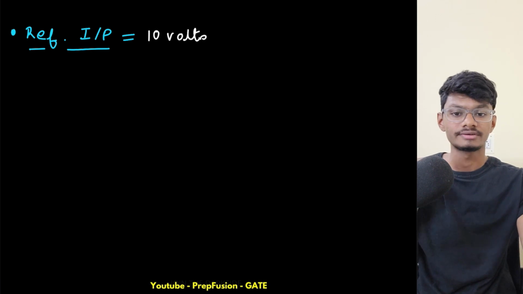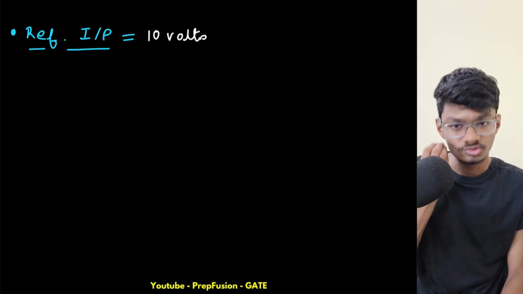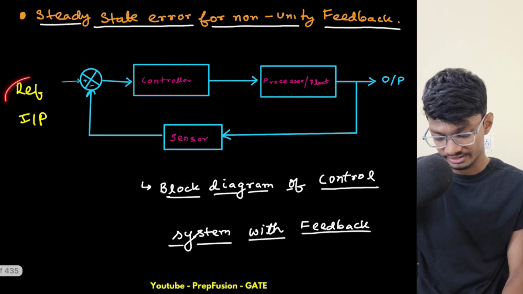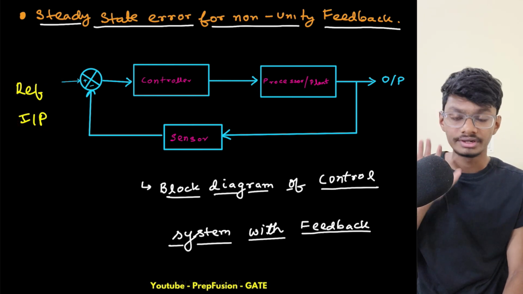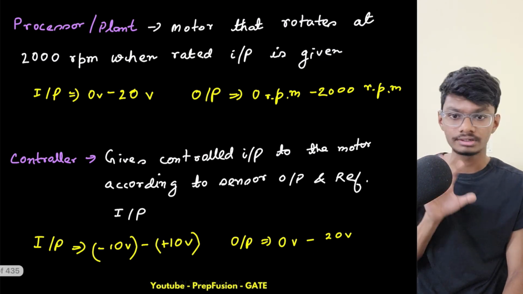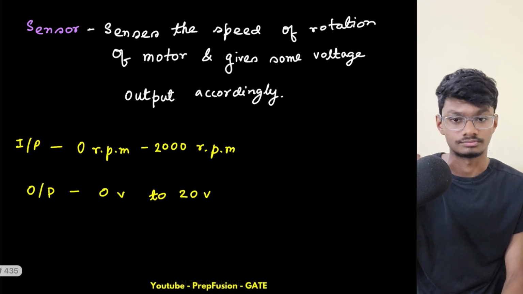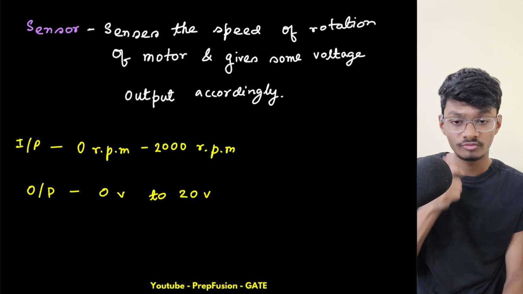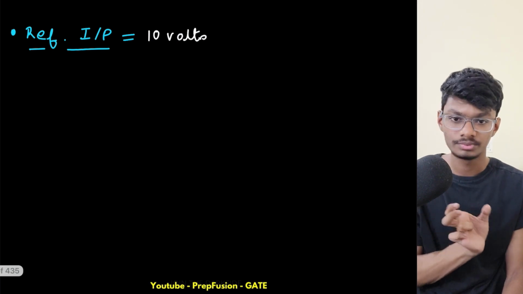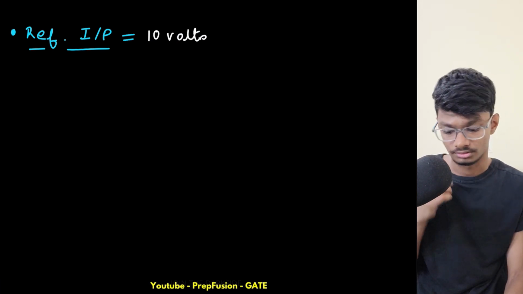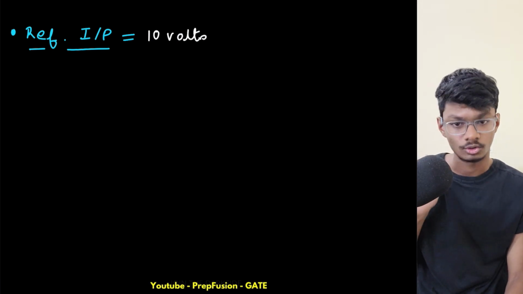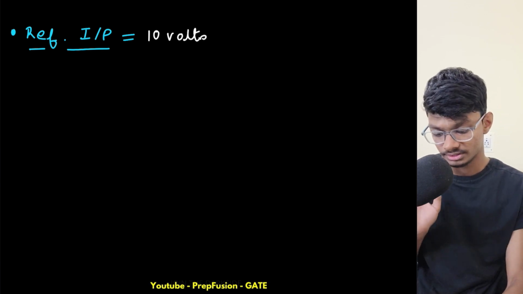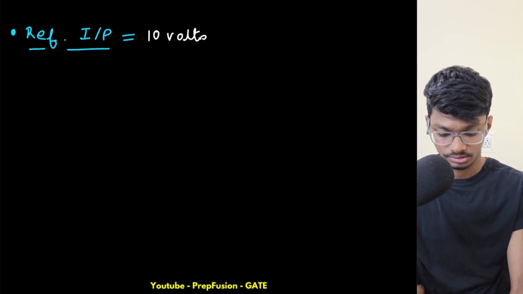Now what is my reference input here? I am assuming I am giving a reference input. The reference input is this signal, assuming I am giving it 10 volts. All these numbers are assumed to explain easily and teach you a very good concept, the concept of steady state error.